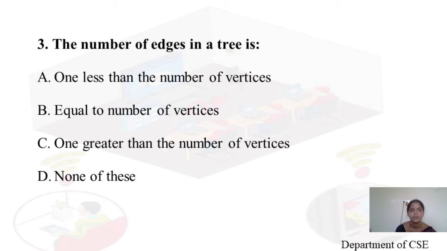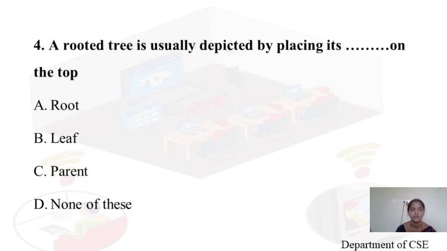Then the third one: the number of edges in a tree is always what? One less than the number of vertices, equal to the number of vertices, one greater than the number of vertices, or none of these. The number of edges in a tree is always one less than the number of vertices. So the option is A. The correct answer is A.